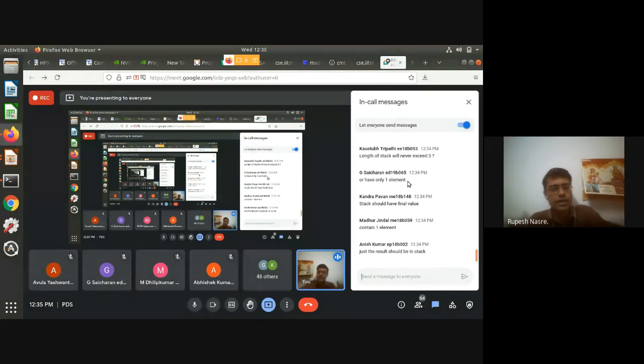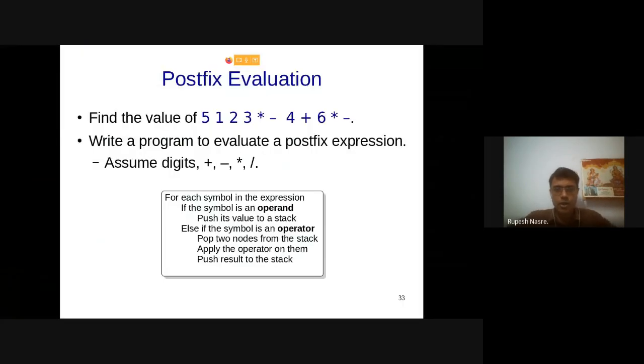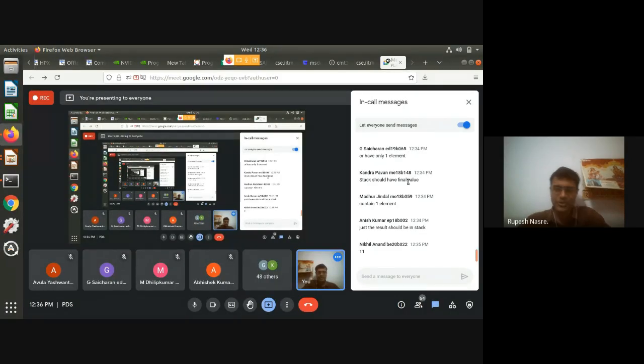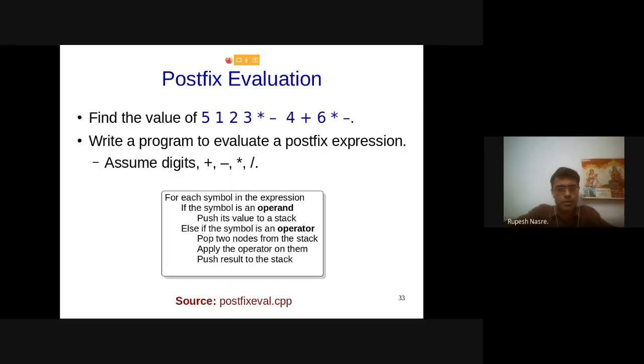And you can try that on the example on the slide at the top, to see if you get exactly the same answer when you evaluate it in this manner. Right? Any questions on this one? Anything which is unclear? 11. Okay. Nikhil has evaluated it. Thanks. The answer seems to be 11. So please check that you are also getting that. Okay. So if there are no further questions, let's look at the code.